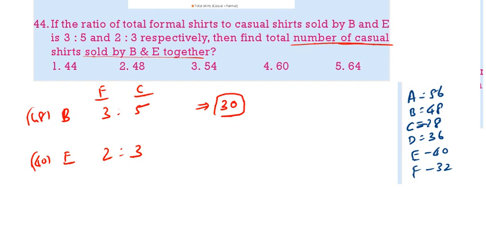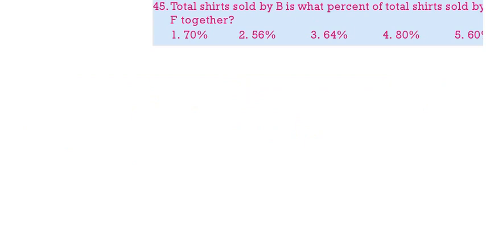Now here for E, 40 by 5 is 8. 8 into 3 is 24. So 30 plus 24 is equal to 54. 3 is the correct answer. Next question.